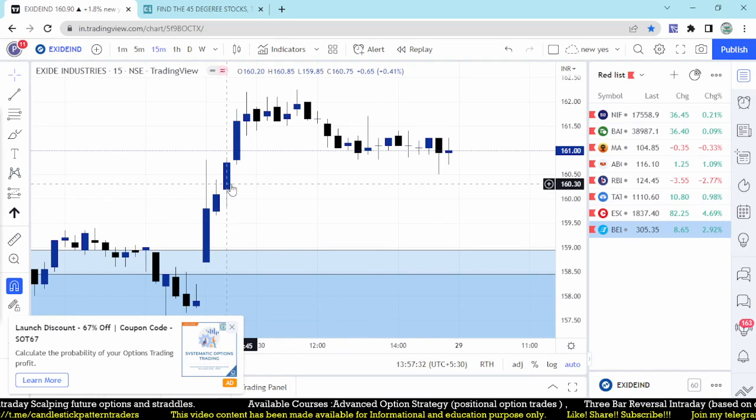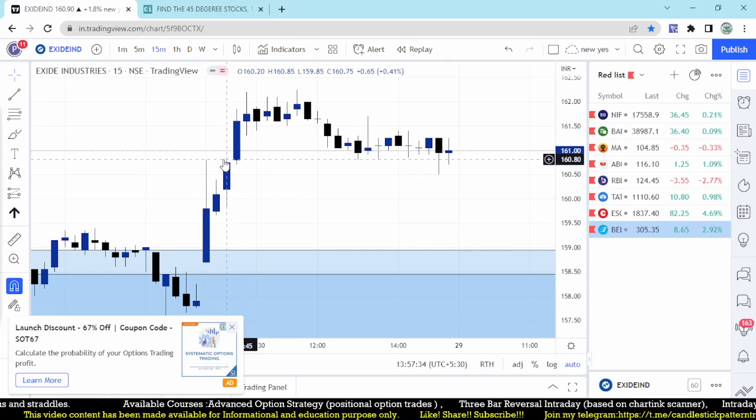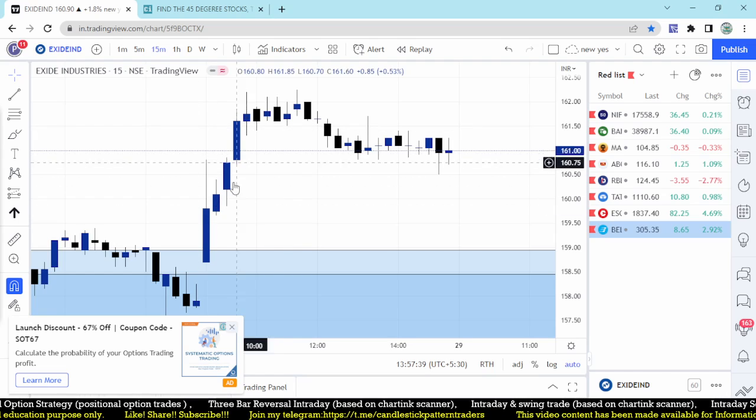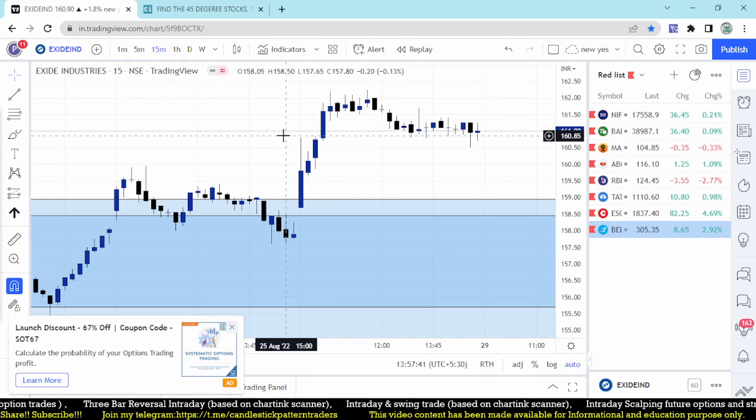After that it keeps on moving higher and higher. If you check 160.8, it gives you about 162, one rupee within 20 to 30 minutes, which may be suitable for intraday.